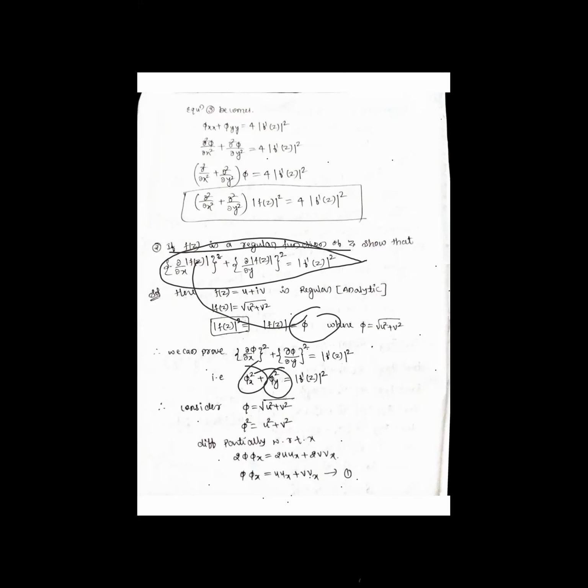So let us take ρ. ρ means the square root of u square plus v square. ρ square means u square plus v square. Differentiating with respect to x, we get 2ρ ρx, so that is 2u.